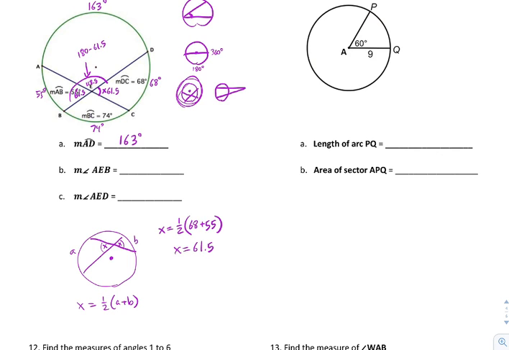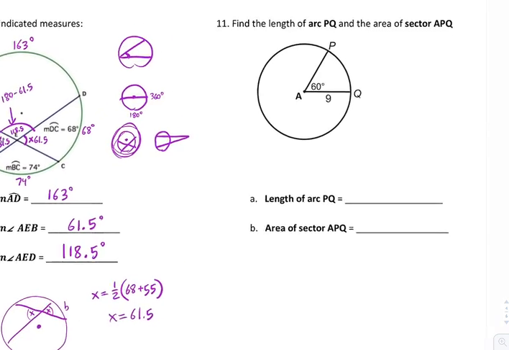Let's see what it asks for. So we found seemingly everything. So AEB. Oh, yeah, AEB is 61.5. That's the one we just found. Then AED. Oh, that was the second one. That's just because it's a straight line. It's just 180 minus that. So that's 118.5 degrees.